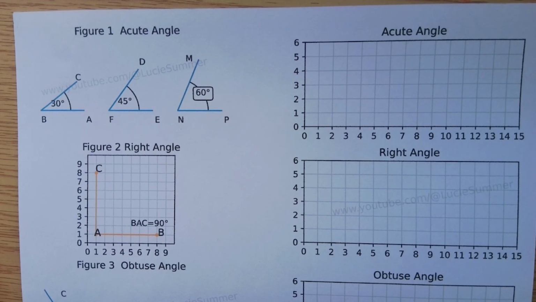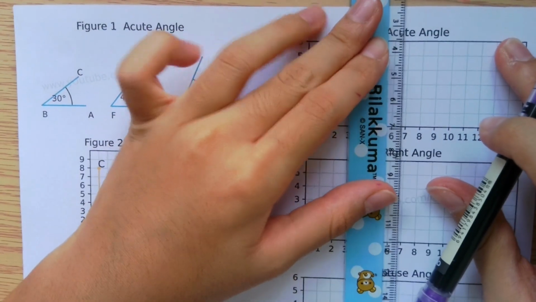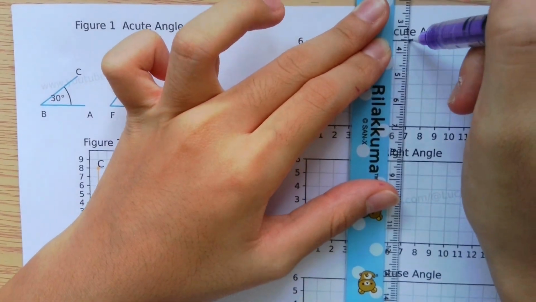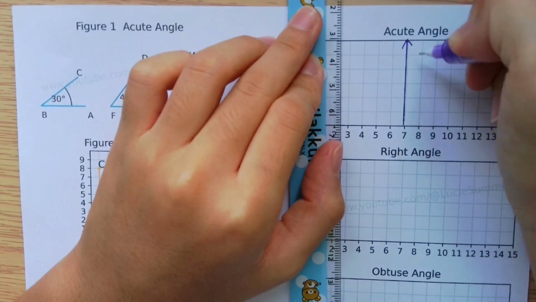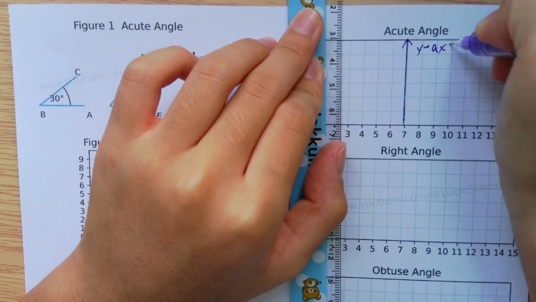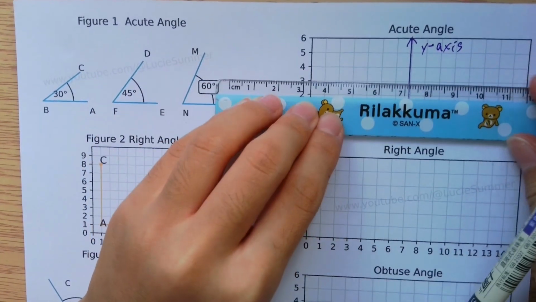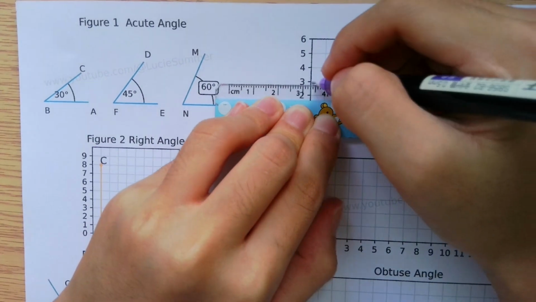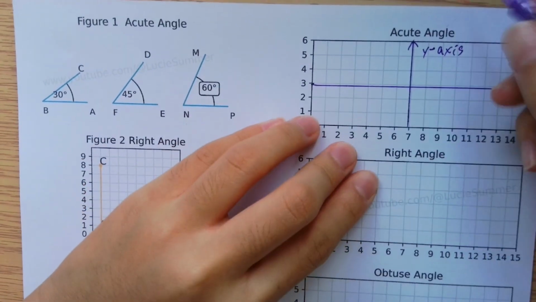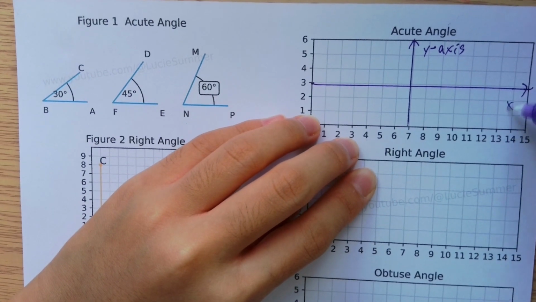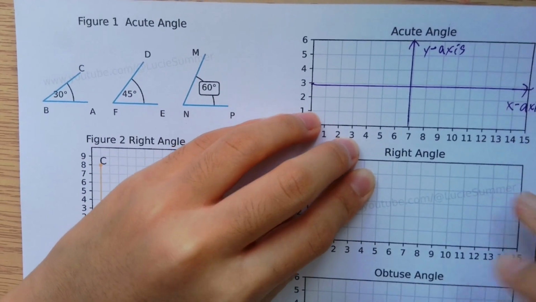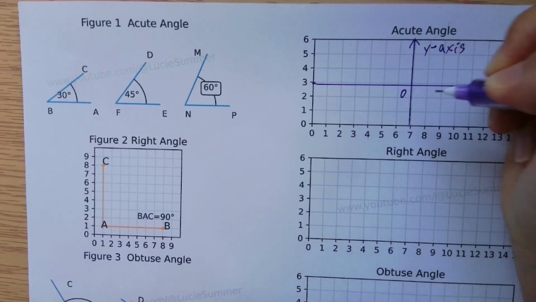Now I'm going to show you how to draw angles. Do you remember what we talked about, coordinate planes? Well, we're going to use them today. First, let's draw a coordinate plane. This is the y-axis, as you might remember. And this is the x-axis. Like this, and this is the 0 point.